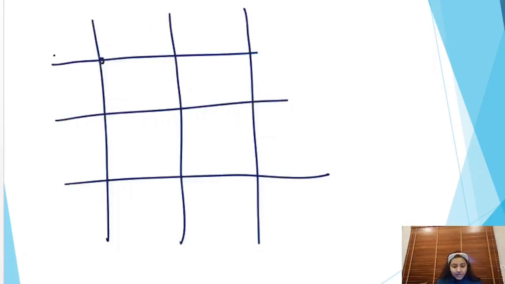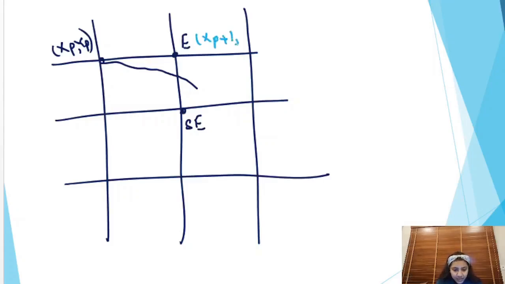Let's say I am currently at this point. This point is, let's say, some (xp, yp). Now when we traverse downward following the circumference of the circle, that means we are traveling like this, right? Let's say this is my east pixel and this is my southeast pixel. Let's find the coordinates of these two pixels. The coordinates of E will be (xp+1, yp). The coordinates of southeast will be (xp+1, yp-1). Now, this is M, which is denoting the midpoint of east and southeast.